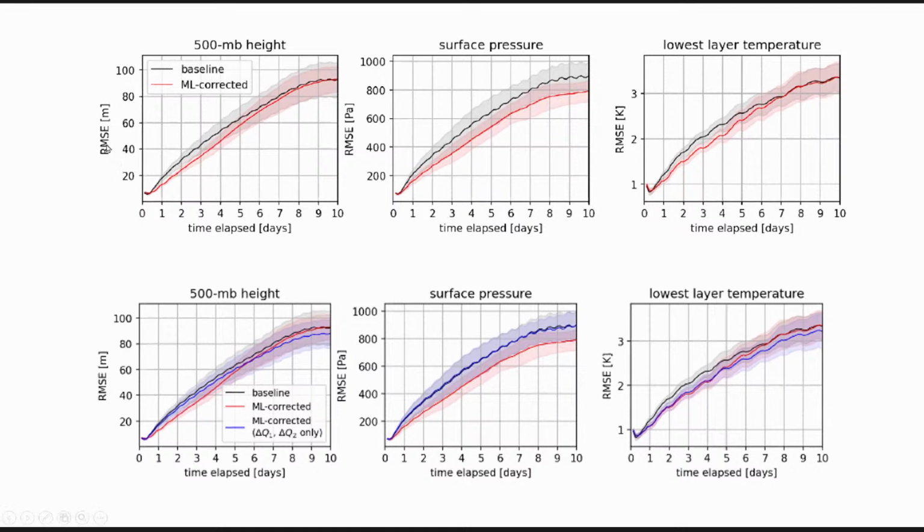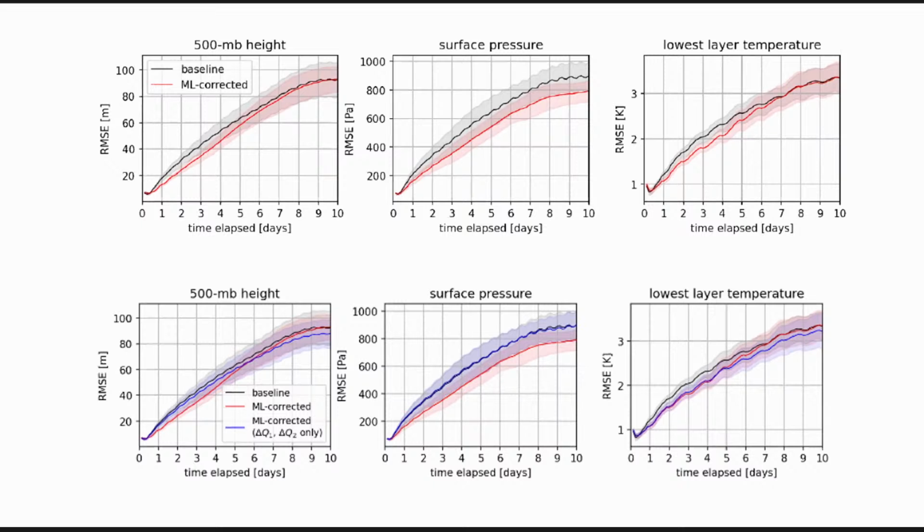So lower is better. This is the error between the future state of the analysis, or maybe of the nudge simulation, compared to the original simulation without any nudging in black versus the ML corrected random forest nudge simulation in red. And the differences may not look too big, but when you look on the x-axis, we're talking about a good half a day or more. This is a real improvement in our forecasting ability. And we see nice improvements for the geopotential height. We see it for surface pressure, and we see it for the temperature of the lowest layer.